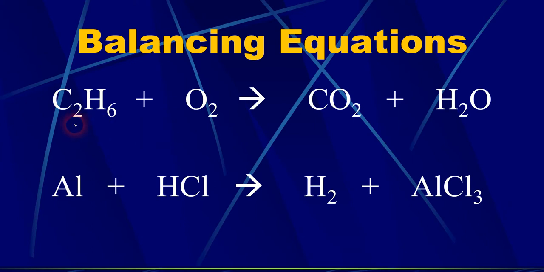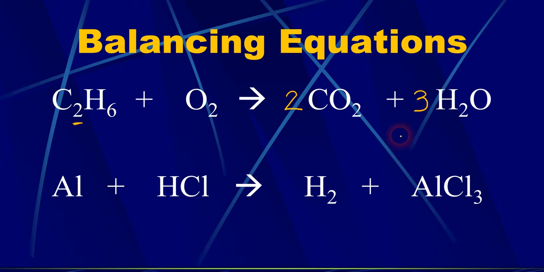On the left side, we have 2 carbons, as you can see right here. And on the right side, there's only 1 carbon. So how do I balance that? Well, I multiply the right side by 2. So that's a balanced equation for my carbon. Next, we have hydrogens. It looks like there are 6 hydrogens on the left and only 2 on the right. So what number times 2 equals 6? That would be 3. So I'm going to multiply this by 3, and my hydrogens are balanced now.